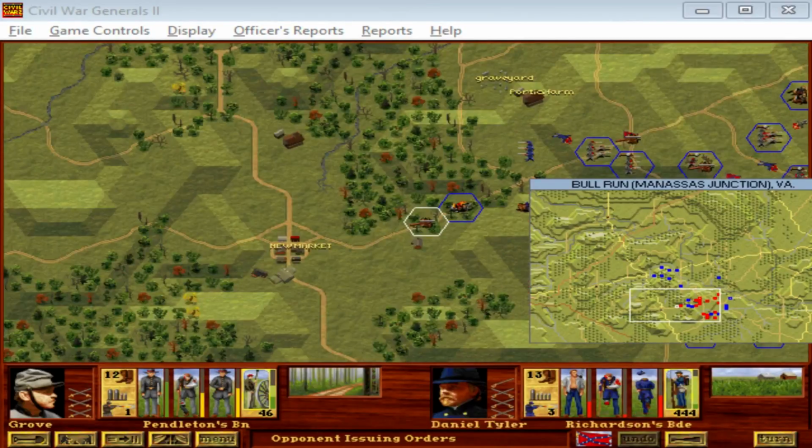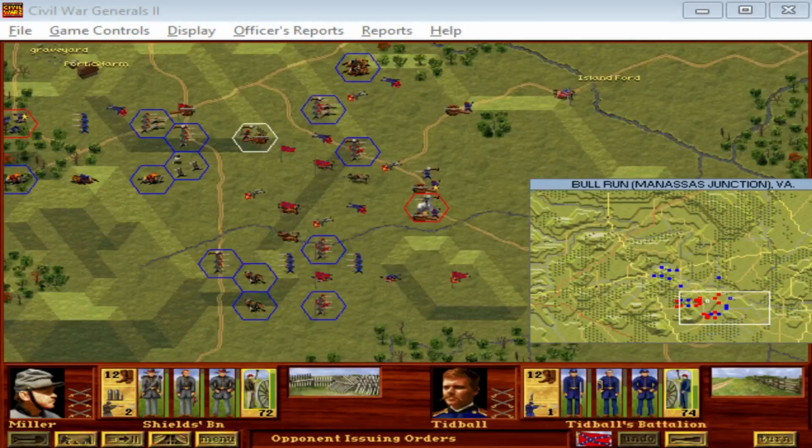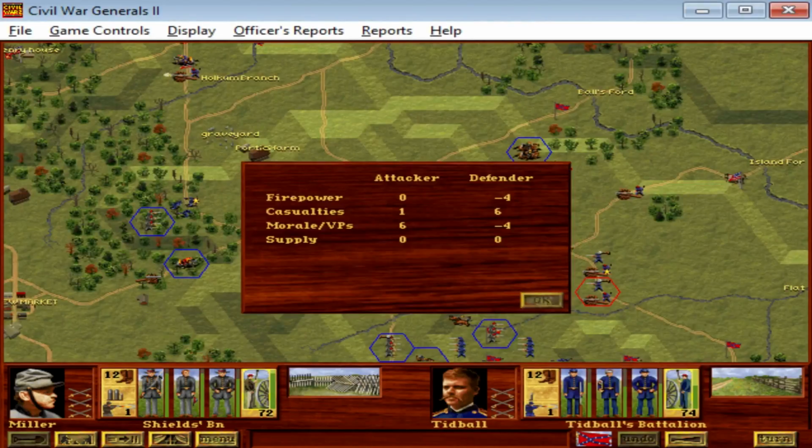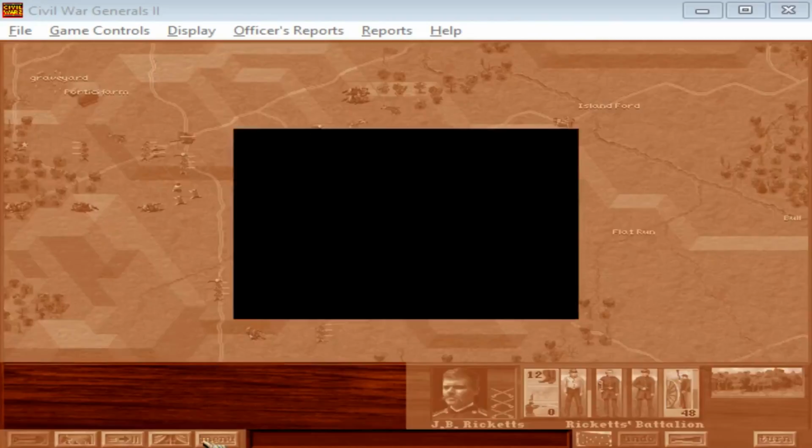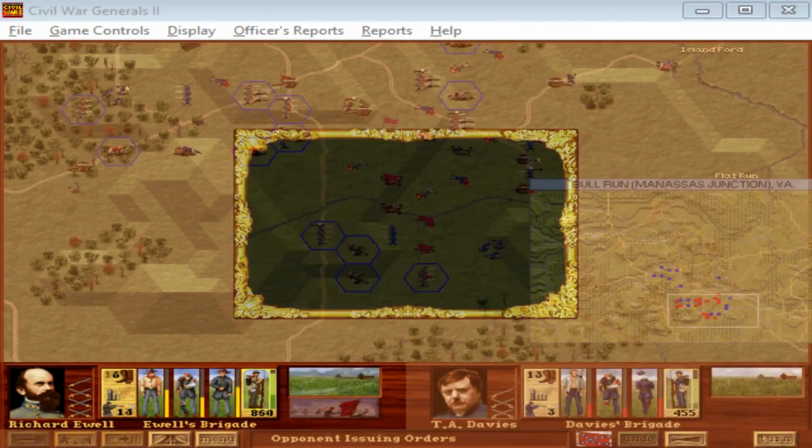So he countermands those orders. Early, Ewell, get the hell back here. Longstreet, get back here. We're not going to attack on the right. Let's reinforce our left. And the Union attack comes up the left. And it's a fierce attack.